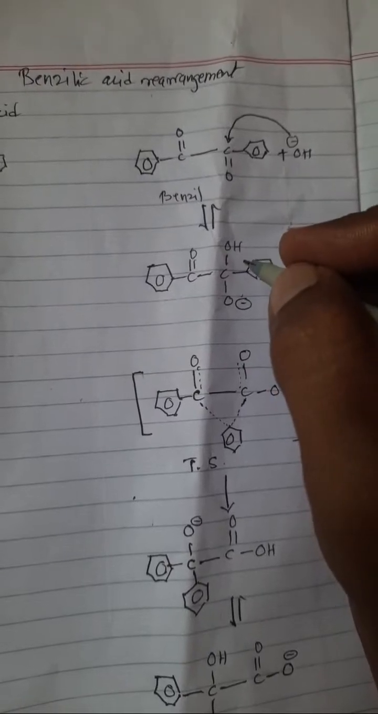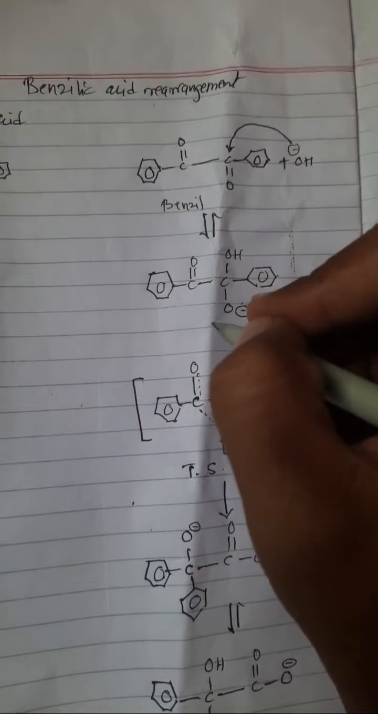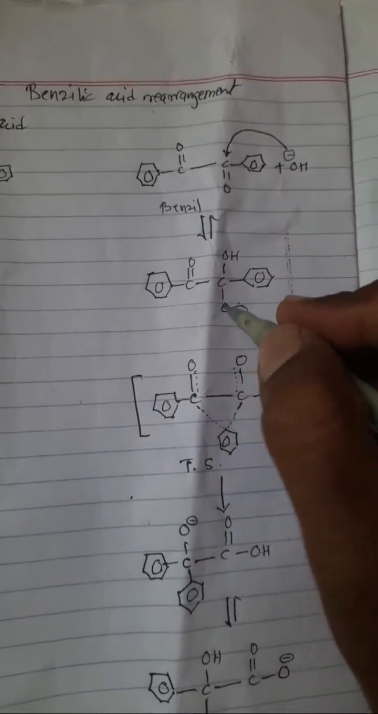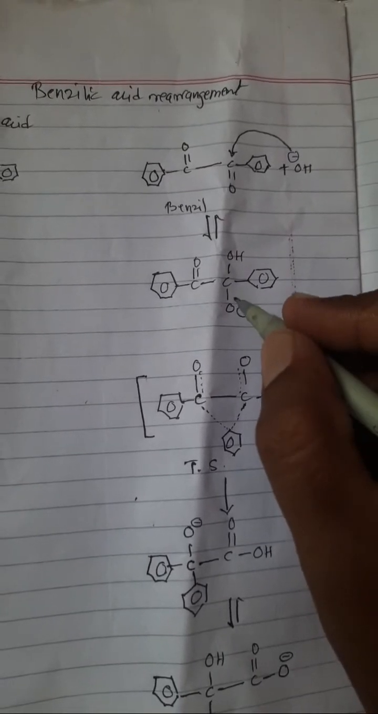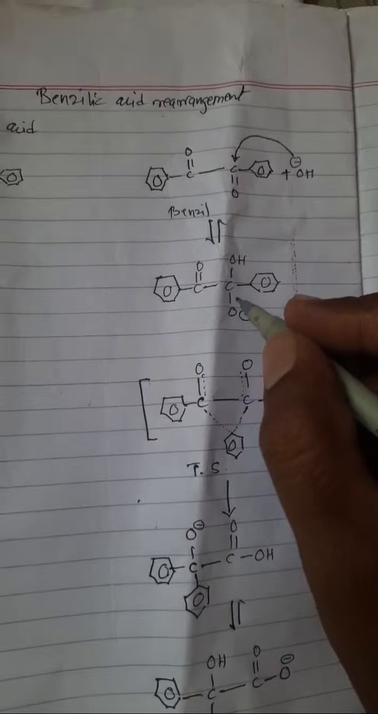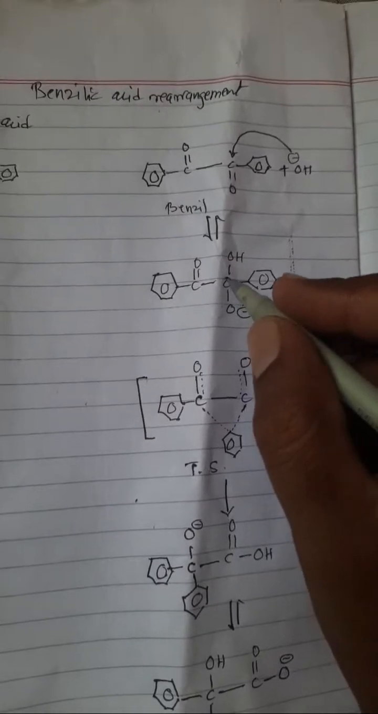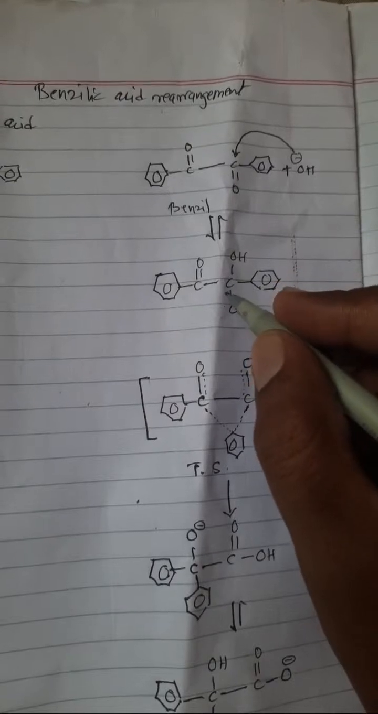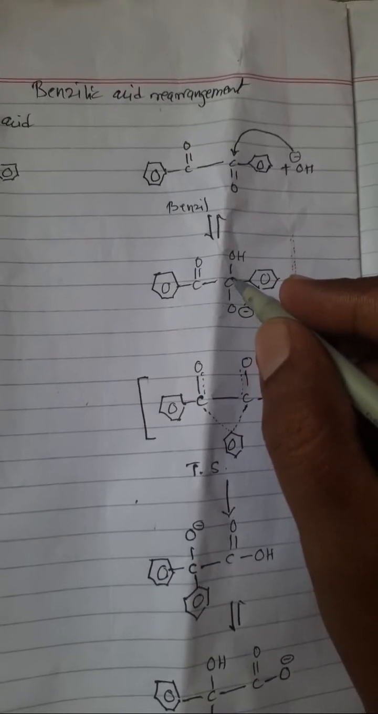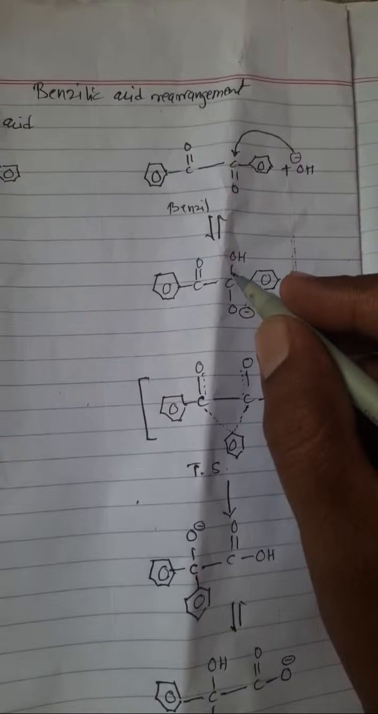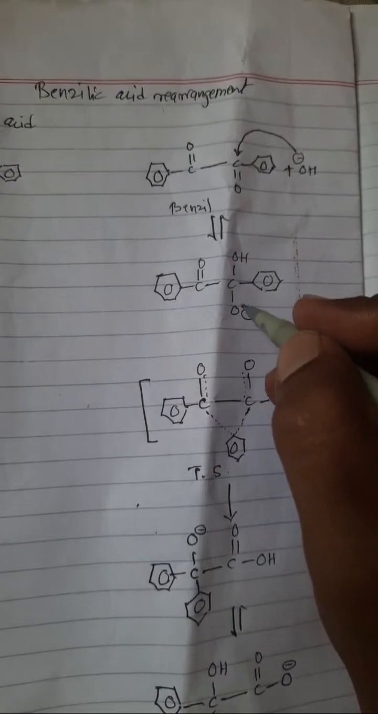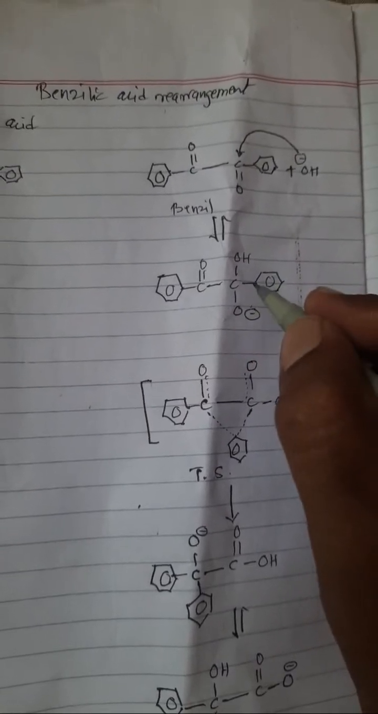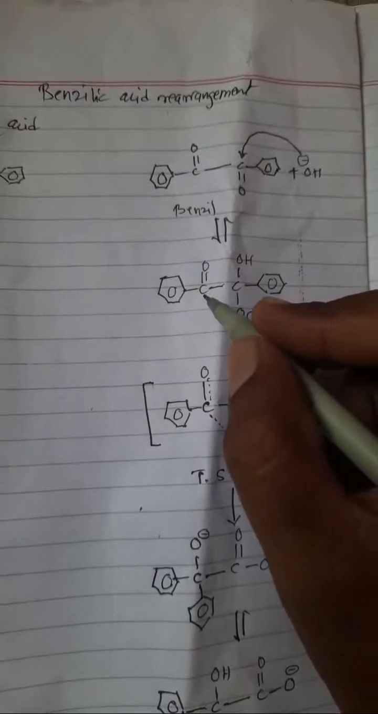Now there is a second possibility also, that this can go into this state. What is happening here? Again, these electrons are shared between this oxygen and carbon, but this carbon already has 4 valency. So it is not breaking this OH minus. This OH is not breaking. Instead, this phenyl is breaking and connecting to this carbon.